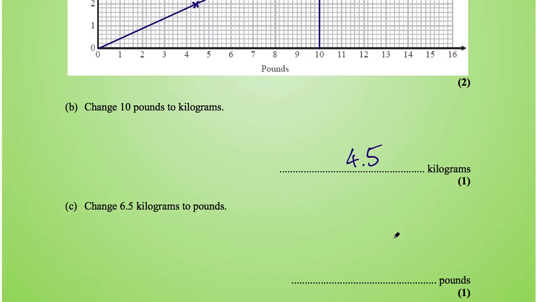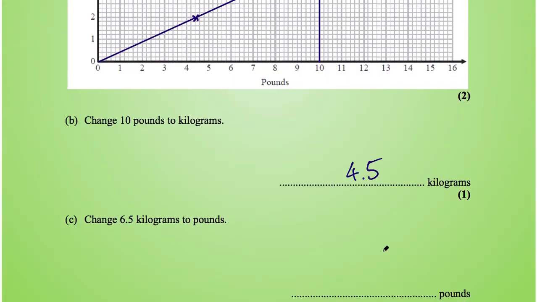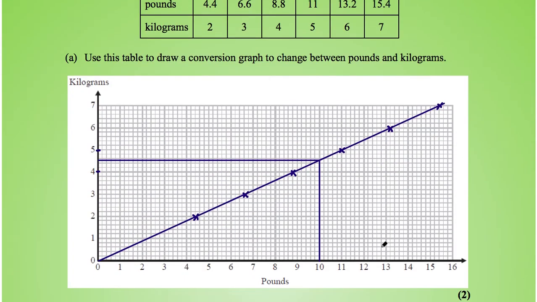Part C, change 6.6 kilograms to pounds. Is that 6.6? Nope, 6.5. I don't know why I read that. 6.5 kilograms to pounds. Again, we're drawing a line in the middle of that square. I've drawn it a little bit low. It comes down to there. It's in the middle of that square. 14.2, 14.3 pounds.